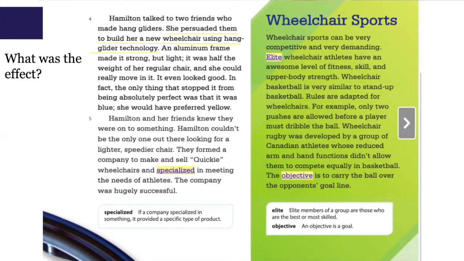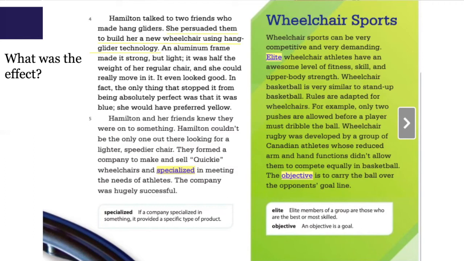So what I just read is that the new wheelchair was lighter, which also allowed Marilyn to move easier. The appearance also must have been really important to Marilyn because they mentioned in paragraph 3 that the traditional wheelchair was ugly, and then mentioned in paragraph 4 that the new one looked good. I also noticed that she preferred a yellow wheelchair, which is pictured on the other page.